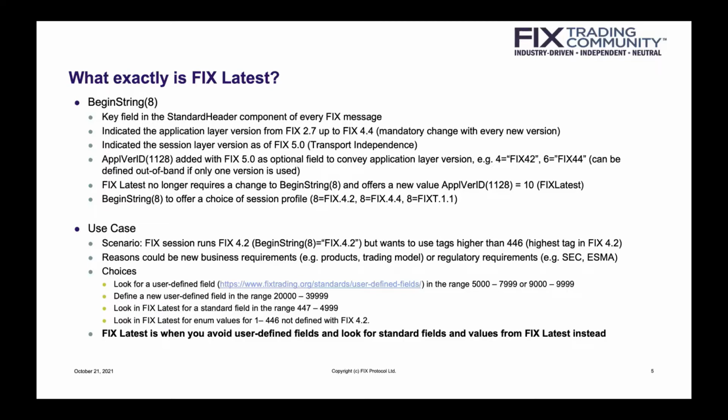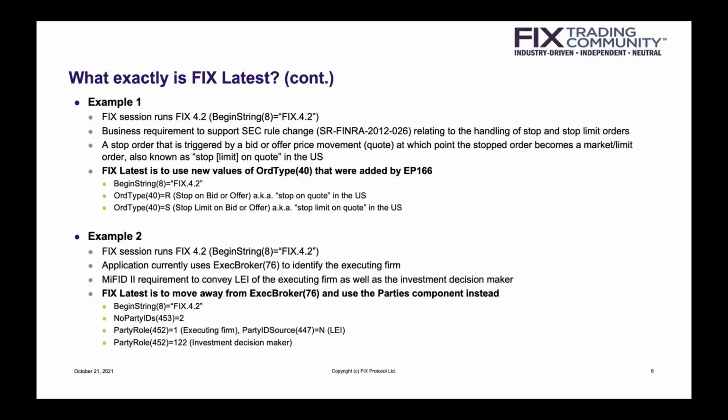But you could also look in FIX Latest if that's maybe covered already, a standard field in that range. And maybe also it's in the existing tag within the range of 1 to 446, but there are new values, new codes that you need, and which weren't available in FIX 4.2. So FIX Latest as a concept is when you avoid user-defined fields and look for standard fields and values from FIX Latest instead. So that's the first example here regarding how that looks in practice.